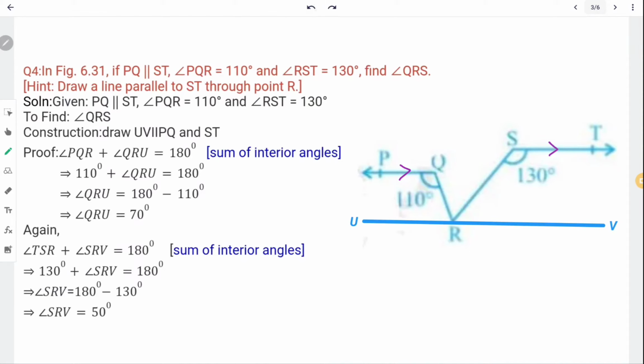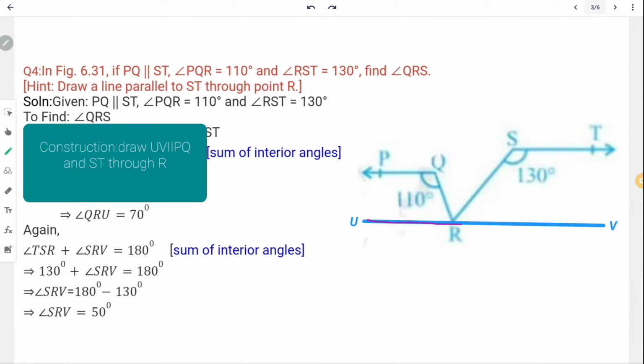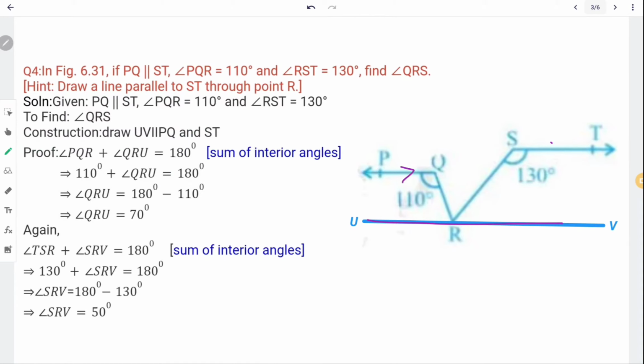All right. So here, before we solve, we'll do a construction. You can already see here, this line should be parallel to both this and this. That is the construction. Draw UV parallel to PQ and ST. So once we're done with that, we'll try to find this angle and this angle also. Once we know these two angles, can you see that this whole makes a straight angle? So one angle, and then this is the angle that we're trying to find out. Okay, so simple as this.